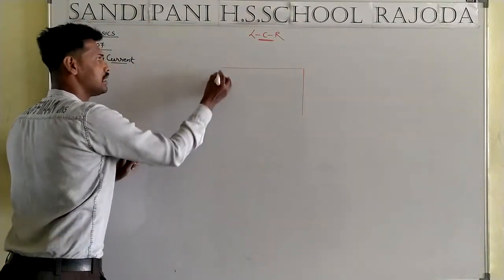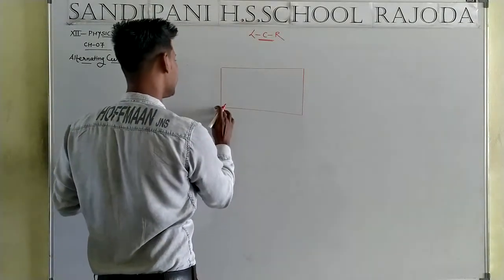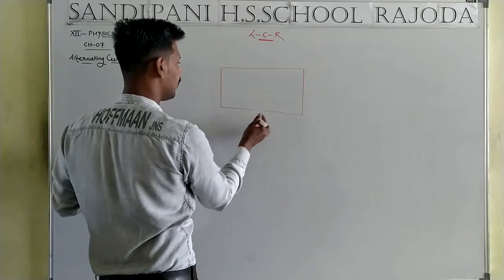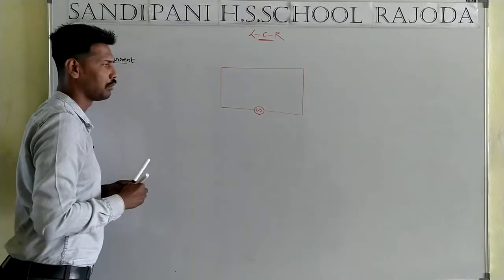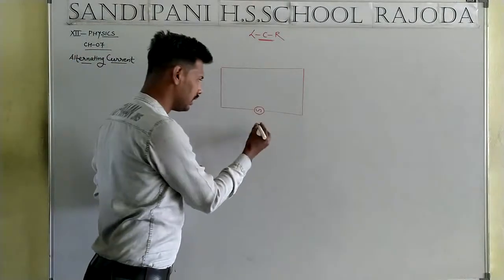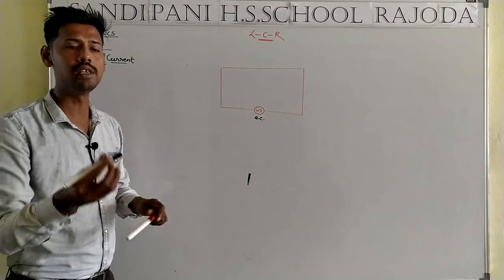Suppose AC circuit. First one, AC circuit. What is the meaning of the AC circuit? External source in the form of AC device. अगर जो यहाँ पर हम DC लिख दें तो ये DC सर्किट हो जाएगा. अगर जो AC लिखा है that means a AC circuit.